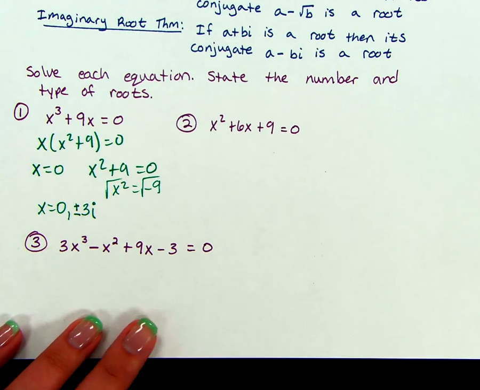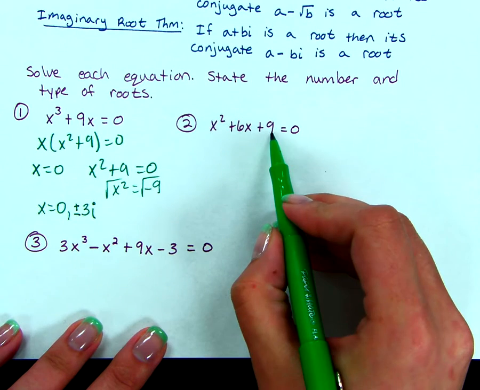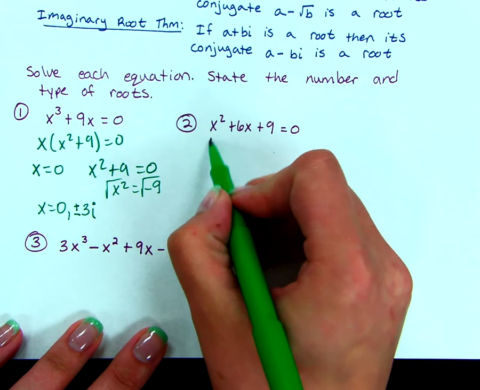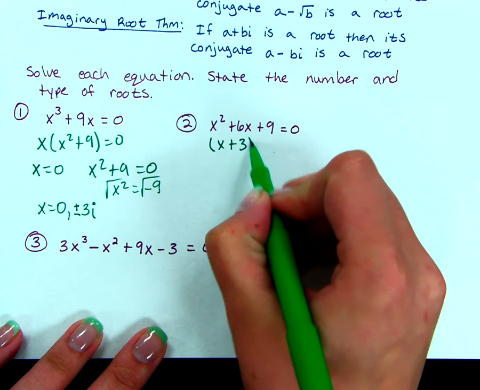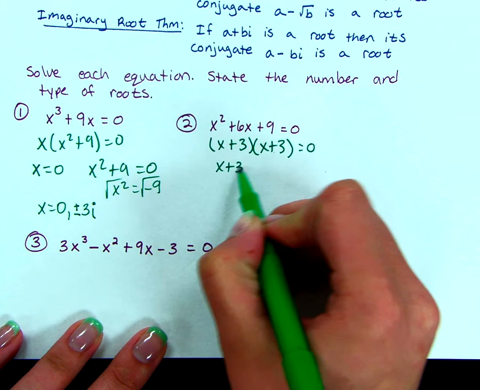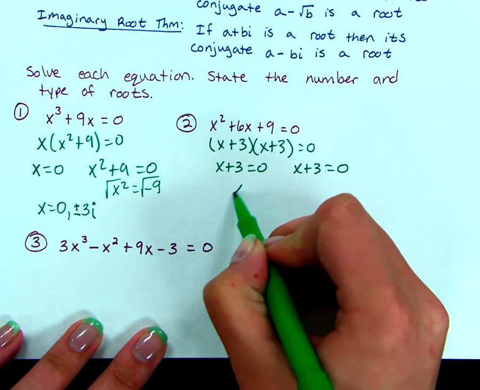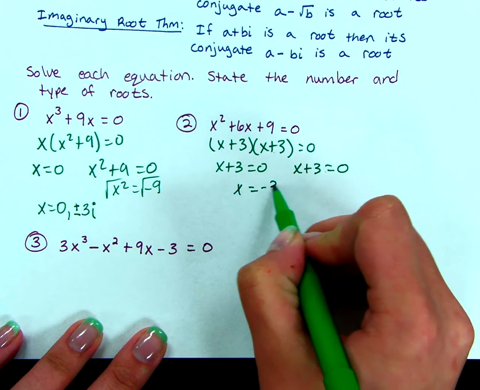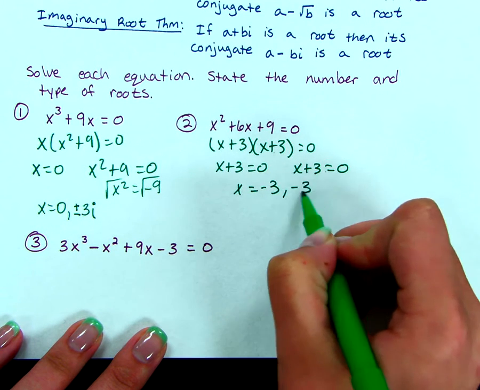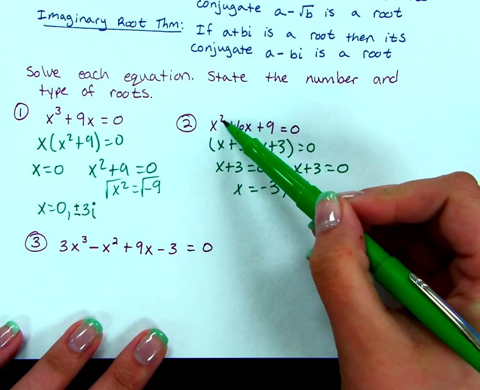All right, next one. If we solve this, it is factorable. So we're looking for two numbers that multiply to be 9 and add to be 6. So we will have x plus 3 and x plus 3. Again, we're just setting each group equal to 0 and then solving. So we would subtract the 3 over, and that one we are also subtracting the 3 over. So again, we have two answers, and our highest power is a 2.